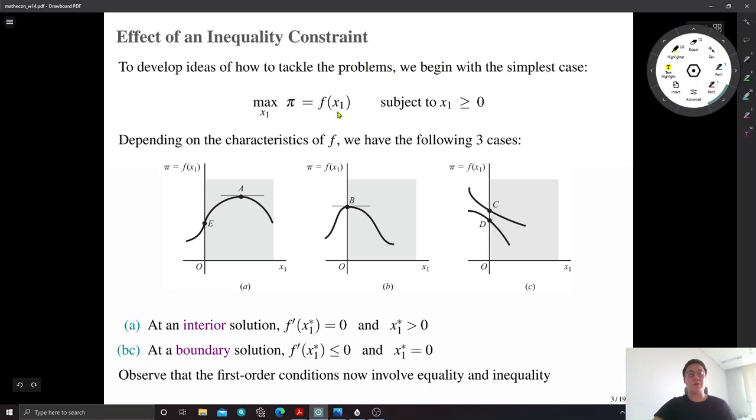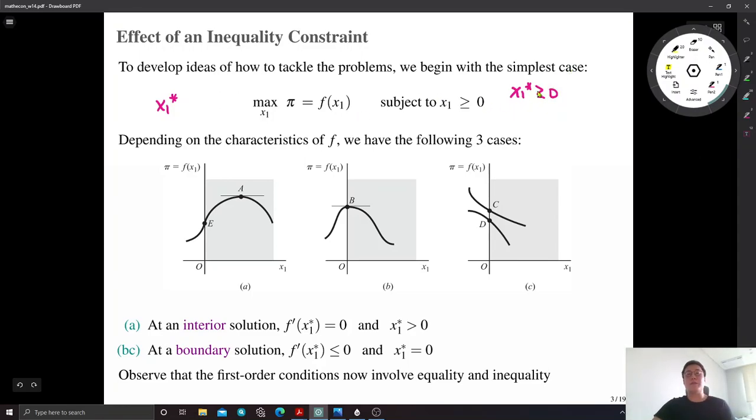Here's one function we want to maximize. The function f depends on just one variable, and we'd like to maximize this function given this constraint: x1 should be non-negative. Let me denote by x1 star the solution to this optimization problem. If x1 star is the solution to this maximization problem, then x1 star must obey this constraint, so x1 star must be larger than or equal to 0.